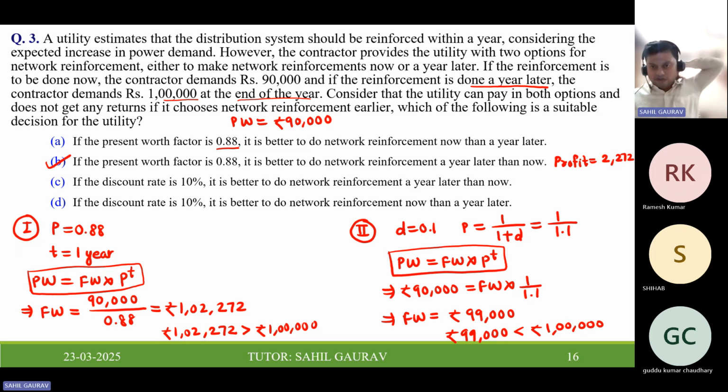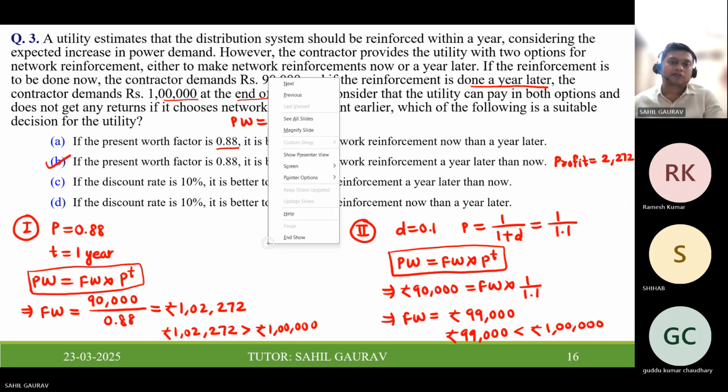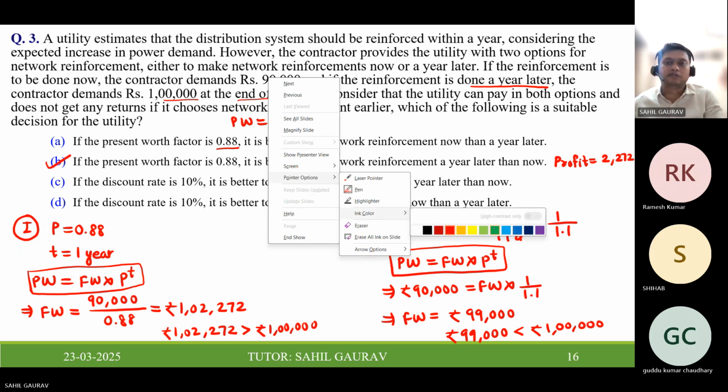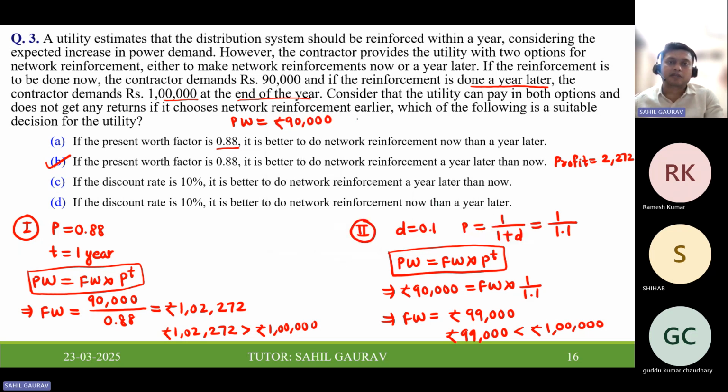So if you give 90,000, then its money after 1 year will be 99,000. But the contractor is demanding 1 lakh. So whether you have to give right now or you have to provide the money later, tell me. So C or D is correct. This is a multiple select question. I forgot to tell you.